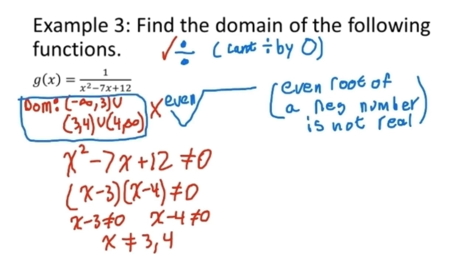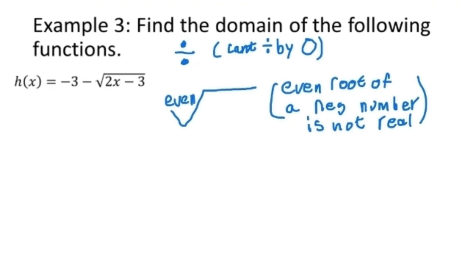So now we'll find the domain of h of x, which equals negative 3 minus the square root of 2x minus 3. In this function, we don't see division, so we don't have to worry about dividing by 0, but we do see an even root. Square root, remember, has index 2, which is an even number. So what is our restriction to the square root operation? Well, we can't take the square root of a negative number and get a real number, and we are only concerned with our function equaling real numbers.